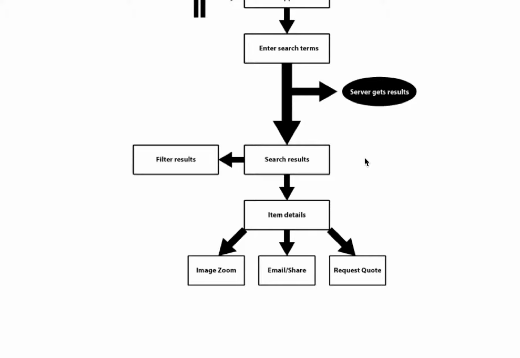And then when you select one or multiple, you have the item details, where you have the ability to zoom the image, look up other images, share it, request a quote. All of these things will be available on that very simple system. Maybe too simple, I don't know.